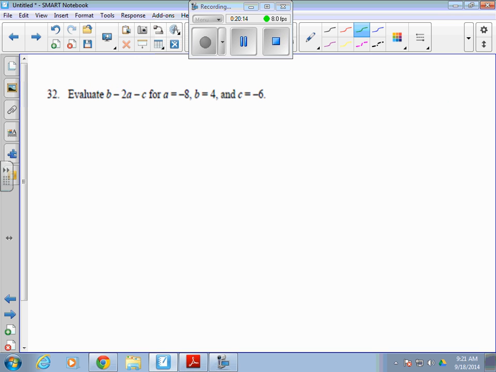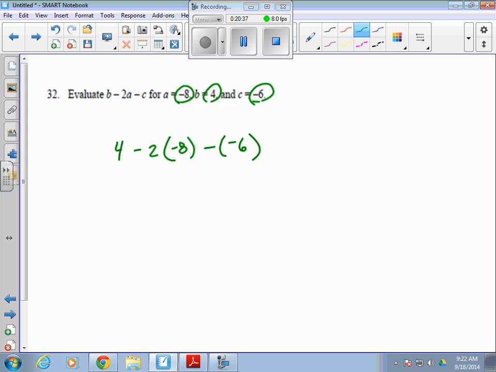Number 32 says to evaluate b minus 2a minus c when a is negative 8, b is 4, and c is negative 6. Instead of b, we plug in 4, minus 2 times a. Instead of a, we plug in or substitute in negative 8, minus c. Instead of c, we plug in negative 6. Notice we have minus a negative at the end there.